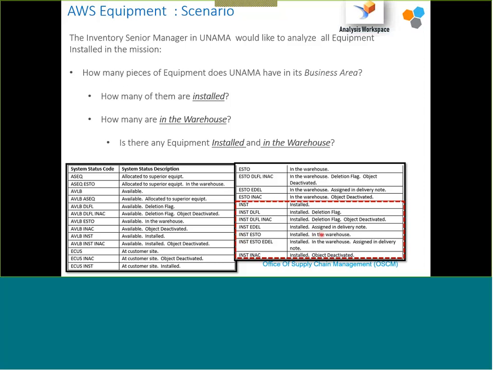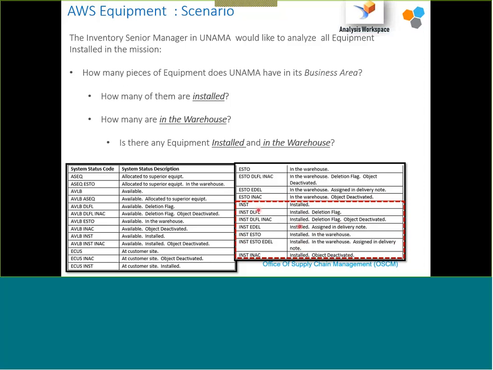You can have pieces of equipment in the warehouse which are installed, which may be assets or equipment that are needed to be in the warehouse, but you can always identify some other combination of equipment installed and equipment in some other status, like in deletion flag, object deactivated, assigned into delivery node, installed in the warehouse but assigned into a delivery node, installed but the object has been deactivated.